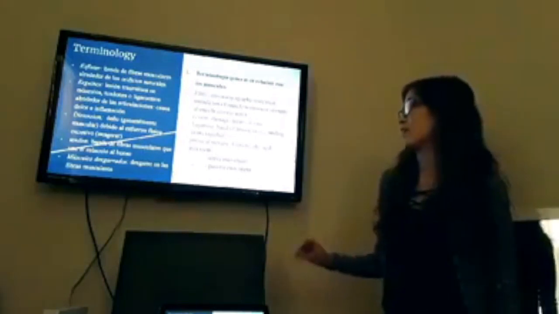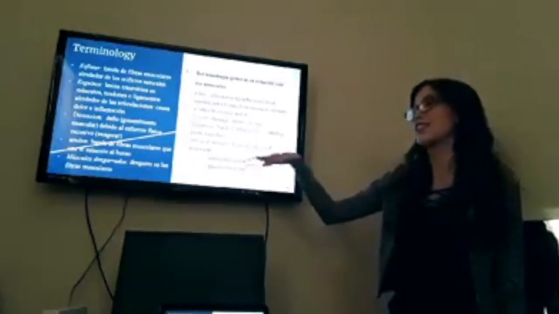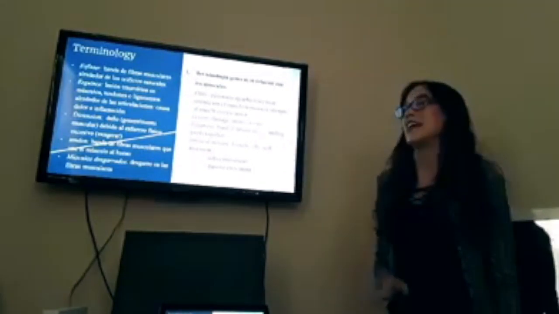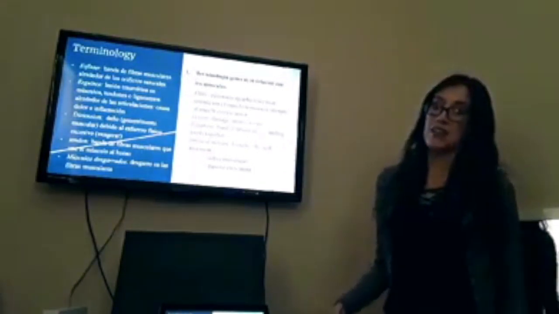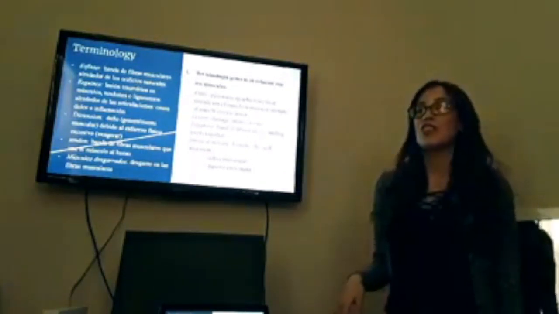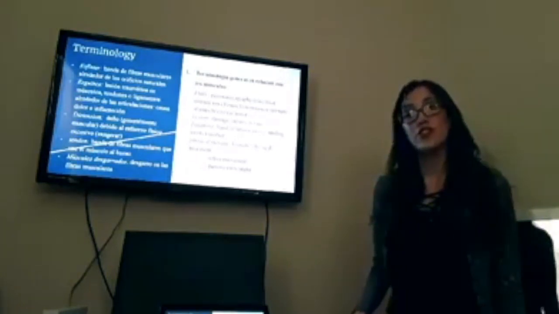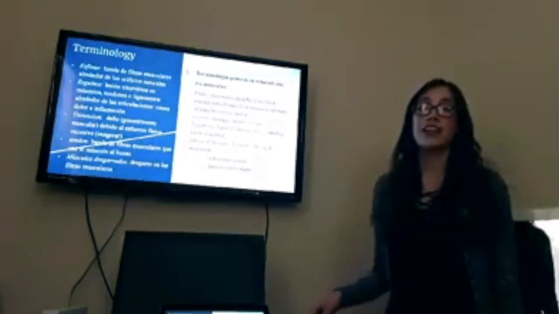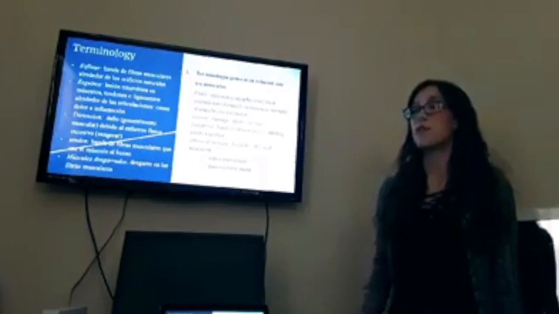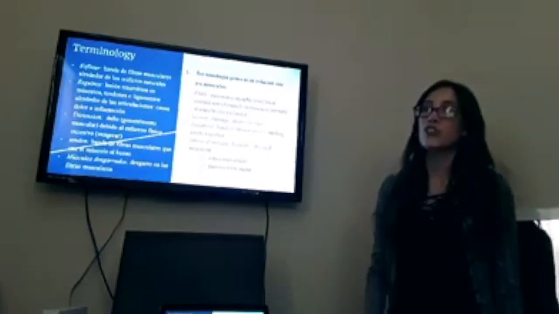Another term like physical therapy, which literally means terapia física. It can either be an active movement, a passive movement. It can be used as a treatment after surgeries or after a traumatic injury in which your body needs to recuperate and you need to exercise those muscles.